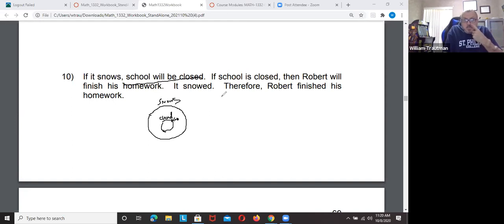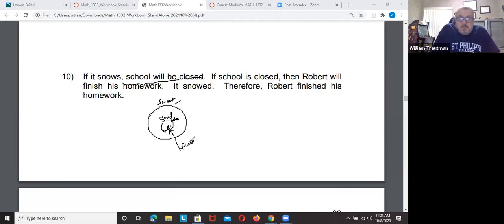Now, if school is closed, in the school is closed circle, then Robert will finish his homework. Robert has to be inside the closed school. If school is closed, then Robert will finish his homework. That's Robert finishing homework. Therefore, Robert finished his homework.